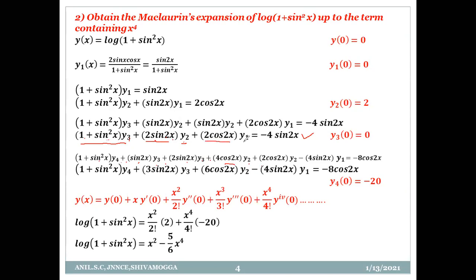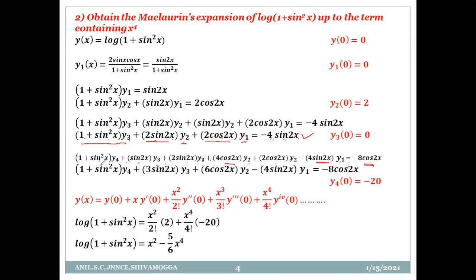Here this is the first function, this is the second function. First function 2 cos 2x into the derivative of y1 is y2, plus the second function y1 into the derivative of 2 cos 2x, which is minus 4 sin 2x into y1. This is equal to minus 4 into the derivative of sin 2x, which is 2 cos 2x. 2 into minus 4 is minus 8 cos 2x.